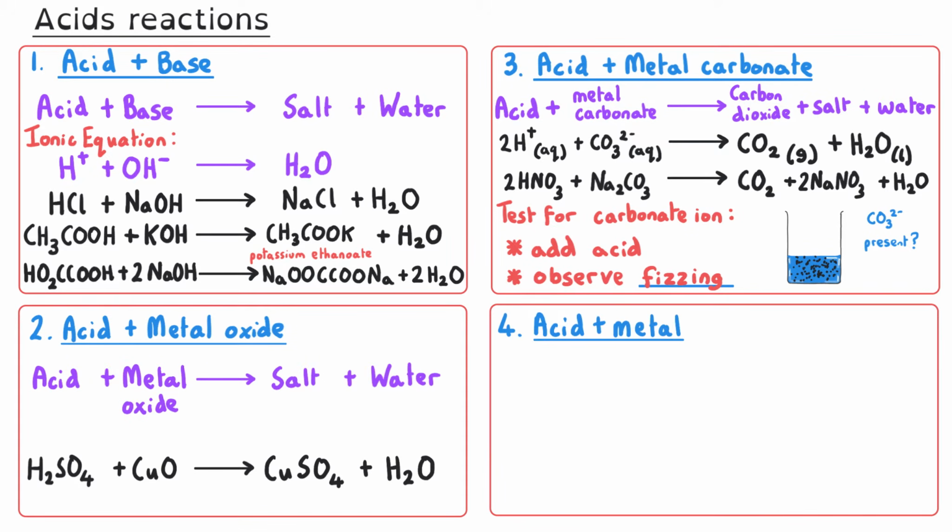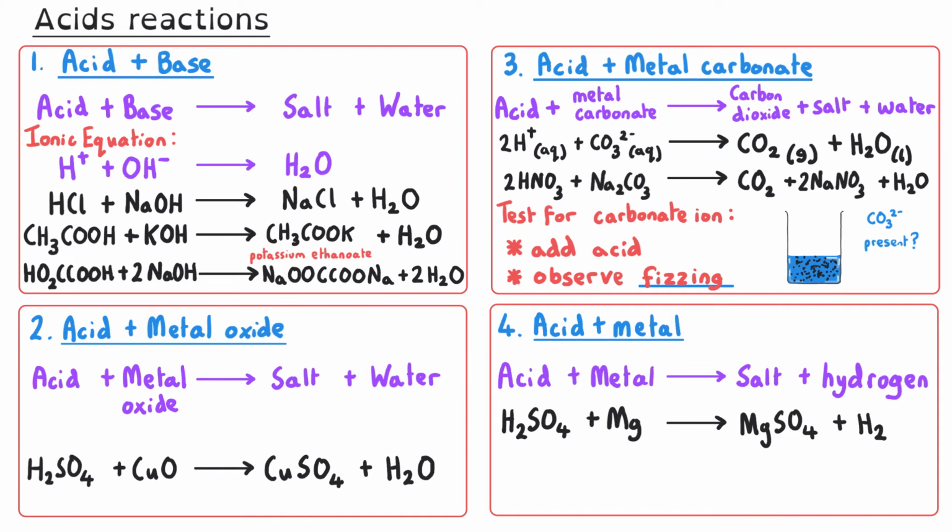The last acid reaction is when acids react with metals. When this occurs, because there is nothing else with the metal, we can only make a salt and hydrogen this time. There is nothing that's got the oxygen in that can allow us to make water. So magnesium reacting with sulfuric acid would make magnesium sulfate and hydrogen.